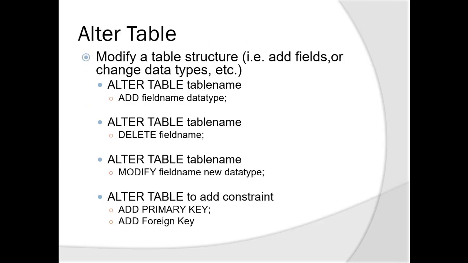Another command is alter table. So you might want to modify tables. You might want to say, well, I need to add a new field. Maybe you want to change the data type. Maybe you realized you had an integer and a short wasn't big enough, so you're going to change it to a long. So you can add, delete fields, and you can modify fields by making them a new table, or you can alter a table and add a constraint.